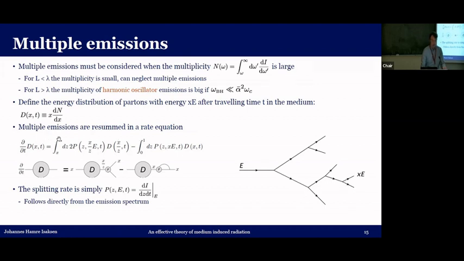And one way to solve this is through a rate equation like this. So basically you have this energy distribution D, and you take into account one splitting. It's like a differential equation. So at one time step, it's the same, but with an extra splitting. And this splitting rate P is just basically coming from the emission spectrum that I've been talking about the whole talk.